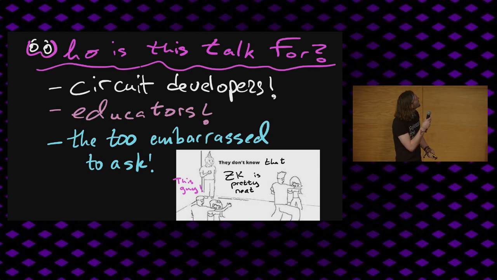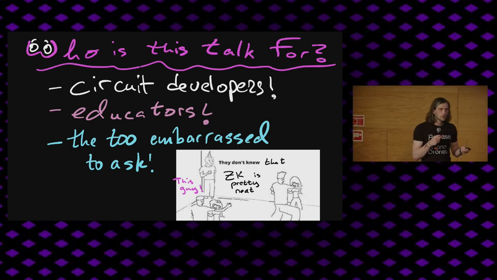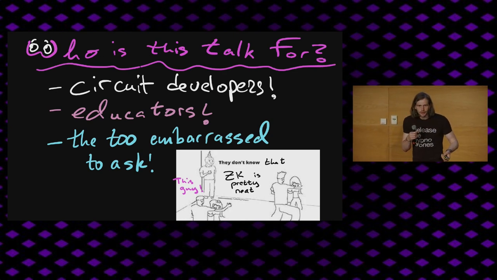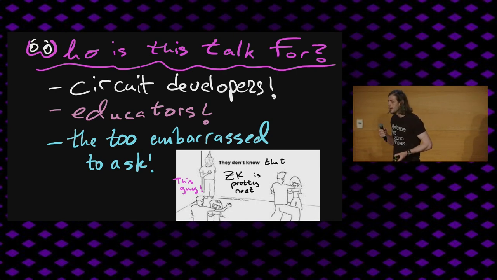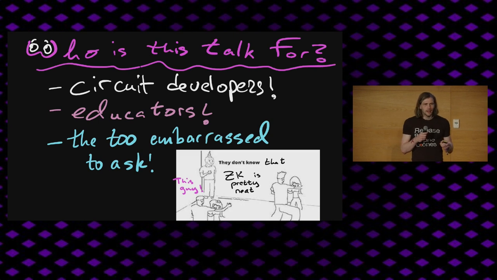So who is this talk for? Well, this talk is basically for people who would like to develop ZK circuits, who would like to understand ZK circuit programming a little bit better, and educators like myself, since I think there's a large gap of new paradigms to understand. ZK is a fundamentally different set of primitives than we're usually exposed to as programmers. And it's for the too embarrassed to ask. And I want to really thank Guillermo for being both embarrassed and asking anyway. So hopefully we'll be able to clear up some stuff. And it's for the guy at the party who thinks that ZK is pretty neat but doesn't know how to explain it to everyone else at the party.